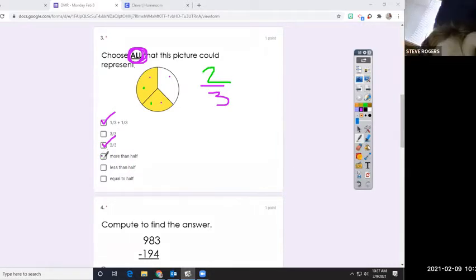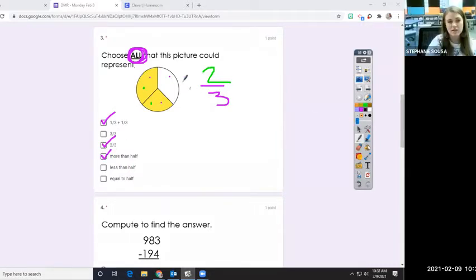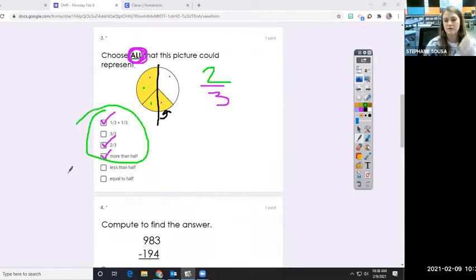More than half, yes. And you can tell that because half of a circle looks like this. And here's more of it. Less than half, no. If it is more than half, it can't also be less than half. And equal to half, no, it's more than half. So there you have it, folks, the 3 correct answers that you should have selected.